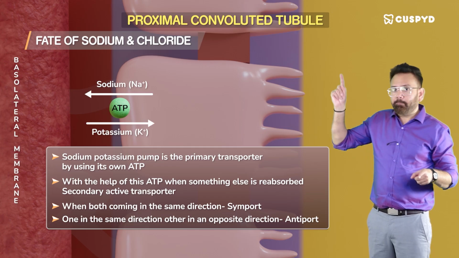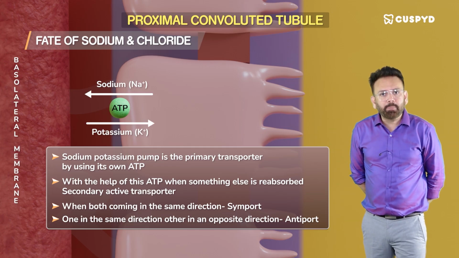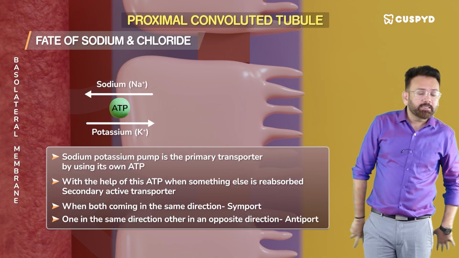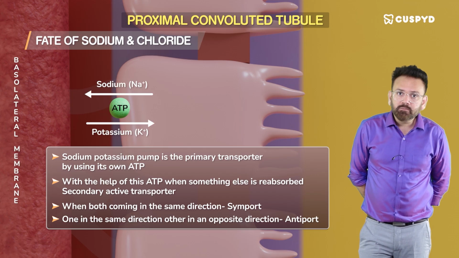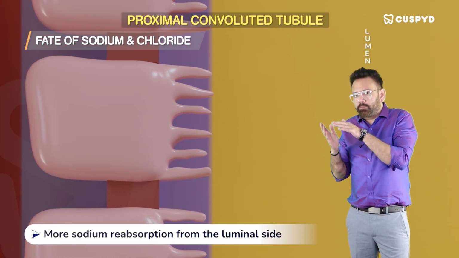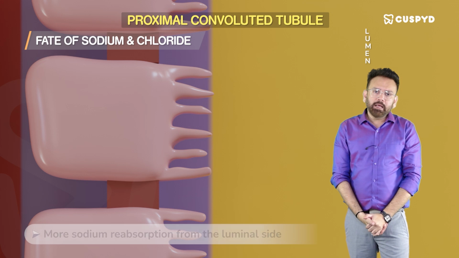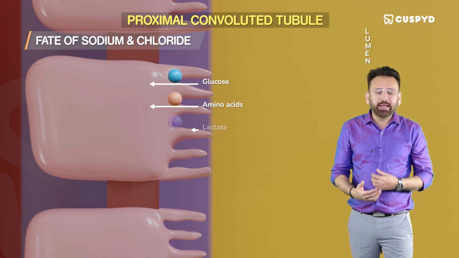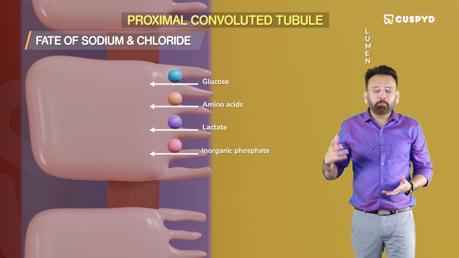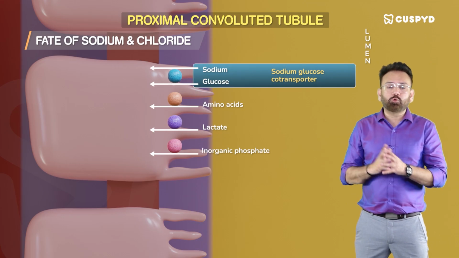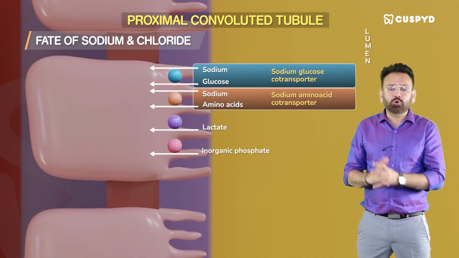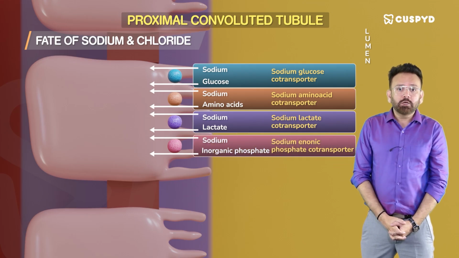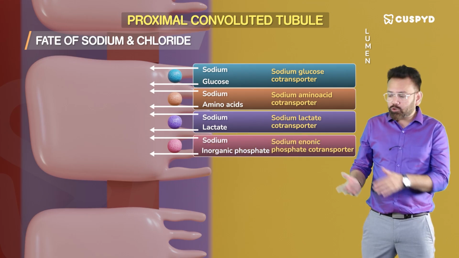So similarly, in the basolateral membrane, the sodium-potassium pump keeps on removing sodium from the cell. So there will be a negative gradient in the cell. Yes or no? Yes. This will cause more sodium reabsorption from the luminal side, and along with that sodium can come glucose, amino acid, lactate, inorganic phosphate, with the help of the sodium-glucose co-transporter, sodium-amino acid co-transporter, sodium-lactate co-transporter, and sodium-inorganic phosphate co-transporter. So maximum things are happening like this, that both are coming together.